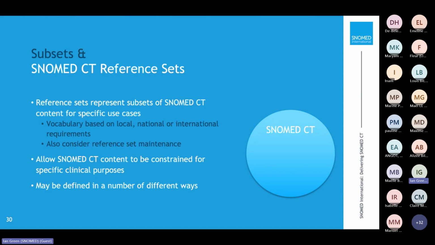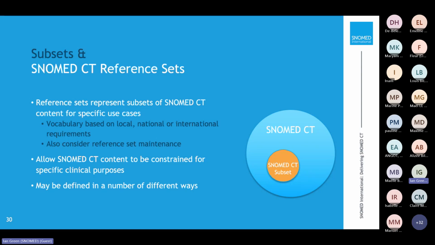So reference sets, yes, represent subsets. The vocabulary is based on either local, national, or international requirements. Part of it is also considering how you maintain them. It allows SNOMED content to be constrained for a specific purpose. So if you think about SNOMED as the whole, the subset contains a group of terms, but they have to come from SNOMED. You can't have a SNOMED subset with something from outside.